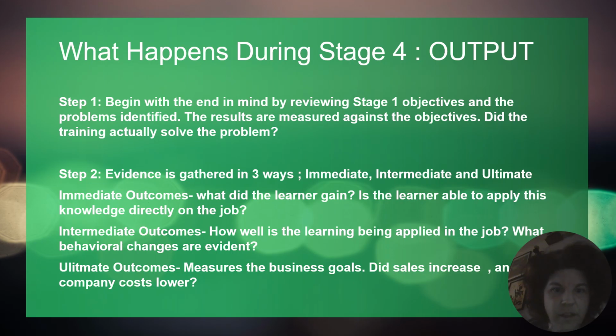Immediate outcomes. What did the learner gain? Is the learner able to apply this knowledge directly on the job? Intermediate outcomes. How well is the learning applied in the job? What behavior changes are evident? Ultimate outcomes are measures of the business goals. Did sales increase and company costs get lower?